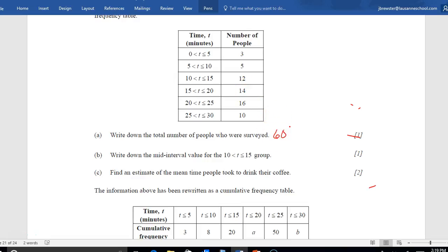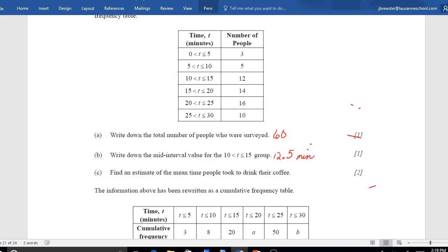Part B, write down the mid-interval value for the 10 to 15 group. Well, that means what is the mid time in that group? The mid time is halfway between 10 and 15, and you can just think about that. It's 12.5, or you can add 10 plus 15 and divide by 2. So that's 12.5. I guess we should put our units there. That is minutes.